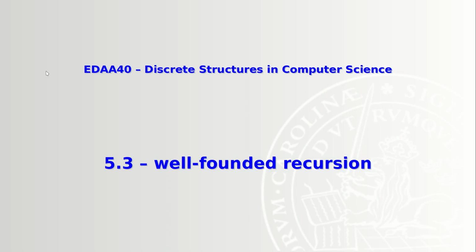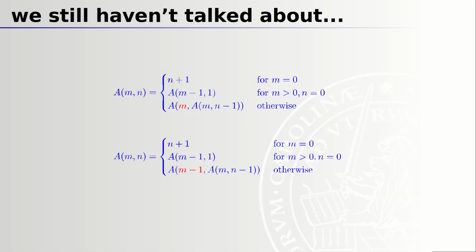Hi. In the first two segments of this lecture, we first looked at how to understand recursive definitions in general, then we looked at recursion over the natural numbers, and finally over domains constructed inductively through rules or generators. However, we still haven't discussed the problem from the beginning of the lecture using the example of the Ackermann function, which performs recursion over two natural numbers.